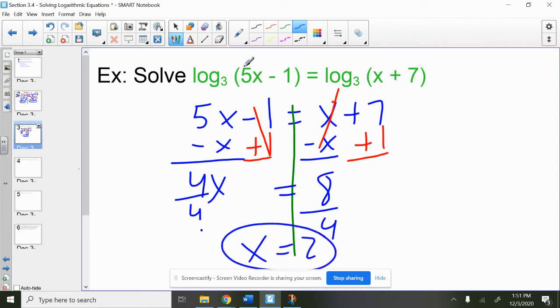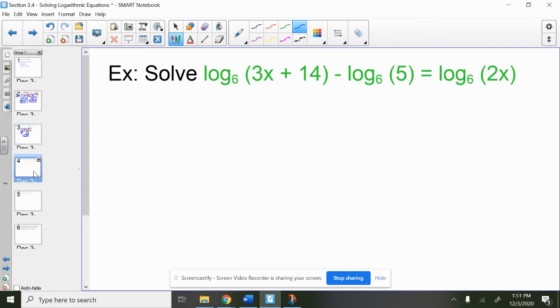Now, that's okay, because if I type in 5 times 2, which is 10, and then 10 minus 1 is 9, I'm taking the log of a positive number. Same thing over here. I'm taking 2 plus 5, that's 7. So I'm taking the log of a positive number. So that's completely fine. It's just if it's a log of a negative, that's not okay.